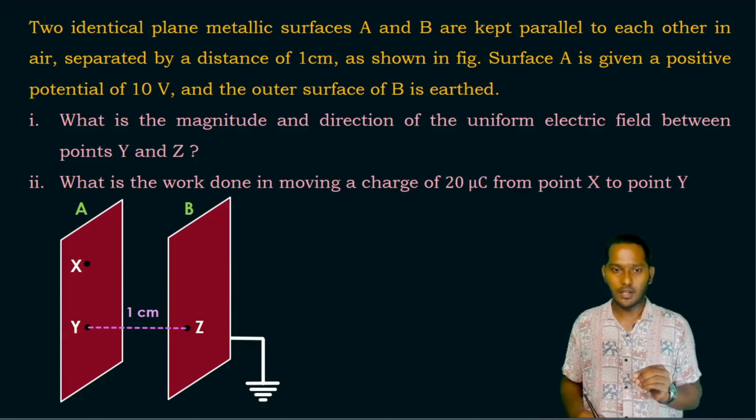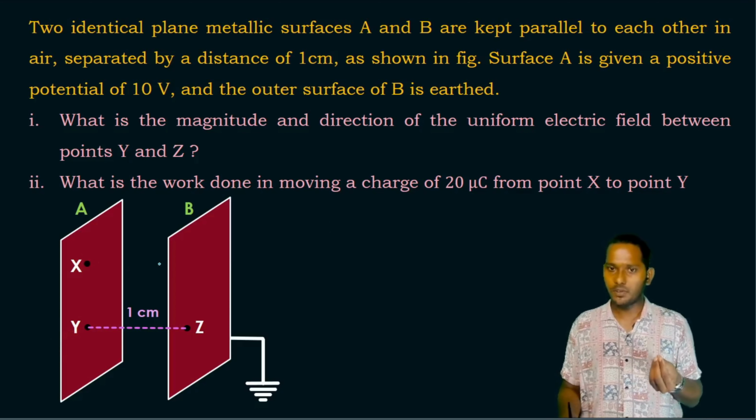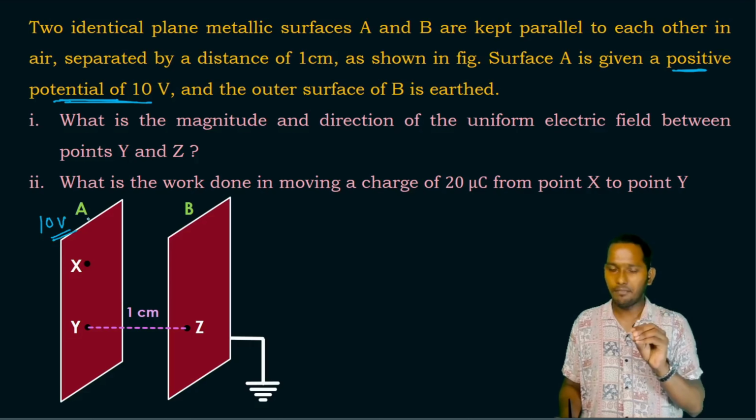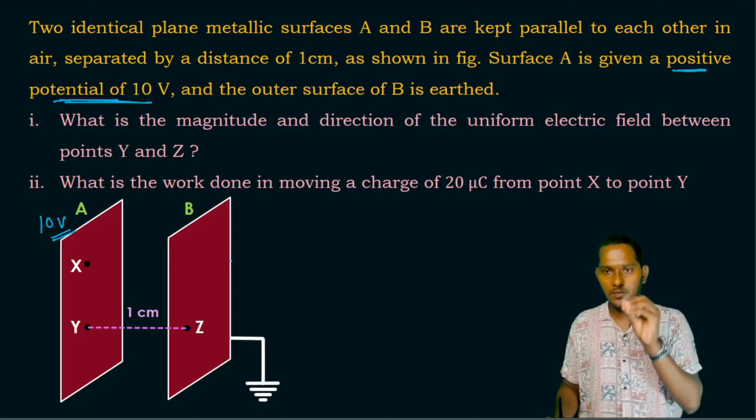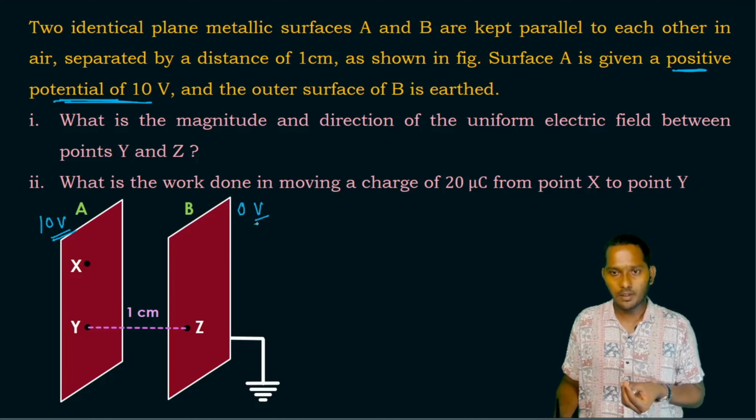And the second part, what is the work done in moving the charge of 20 microcoulomb from X to a point Y. Now, since we are having these two metallic plates, on a surface A we are having the positive potential of 10 volt. Let us say here we are having a 10 volt potential on the surface A, and the surface B is earthed, or else it's grounded. So I can consider this to be at 0 potential.